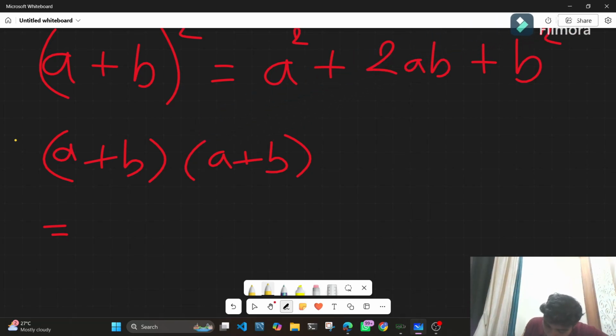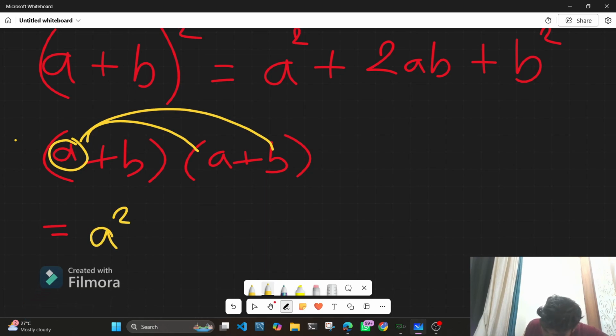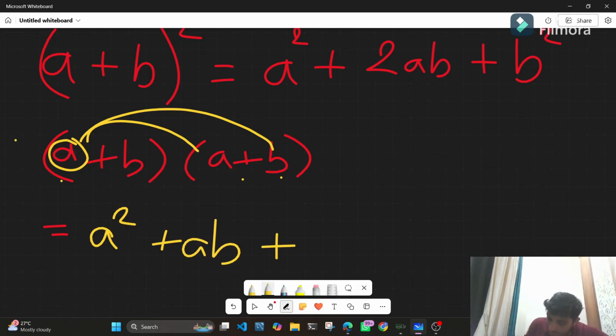Okay, so now we'll take a. So first a, multiply a with the first part, multiply a with the second part. Now a into a, that is a square, plus, because here there is a plus, a into b, ab. The first part is done.